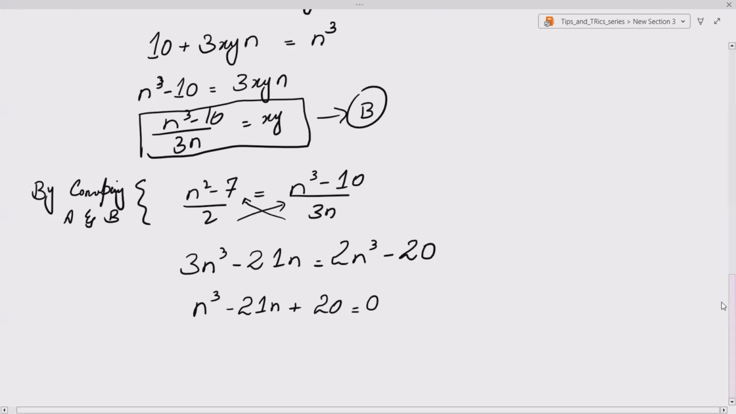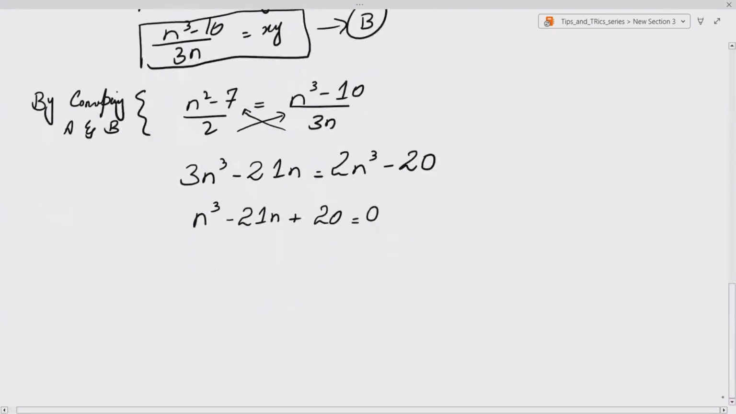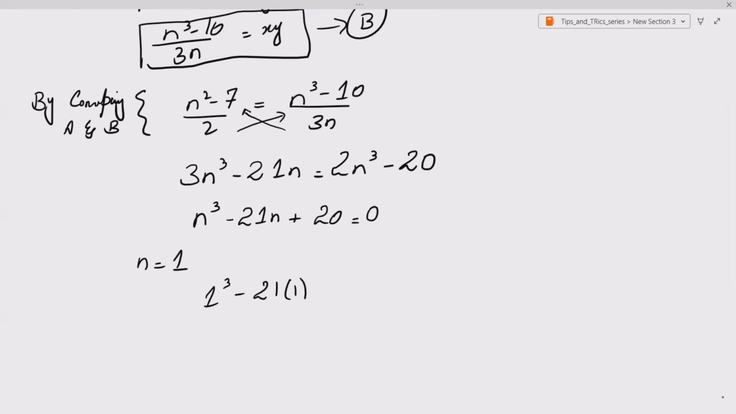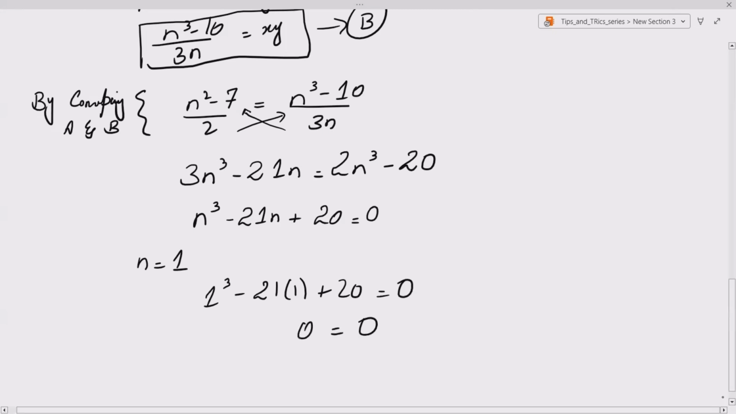So we know the quadratic formula, which is for quadratic equation. For cubic equation, we actually have to figure out what is the factor of it. So let's take n equals 1 as a guess. So we know 1 cube minus 21 multiply 1 plus 20. So 20 plus 1 is 21, minus 21 gives us 0. So 0 equals 0.